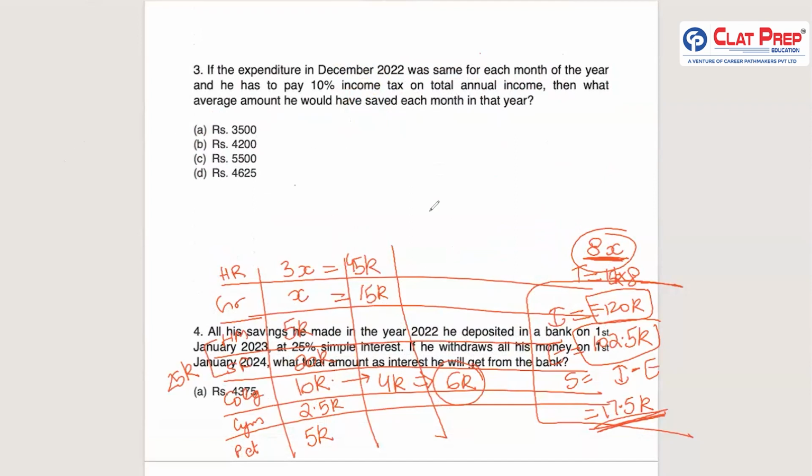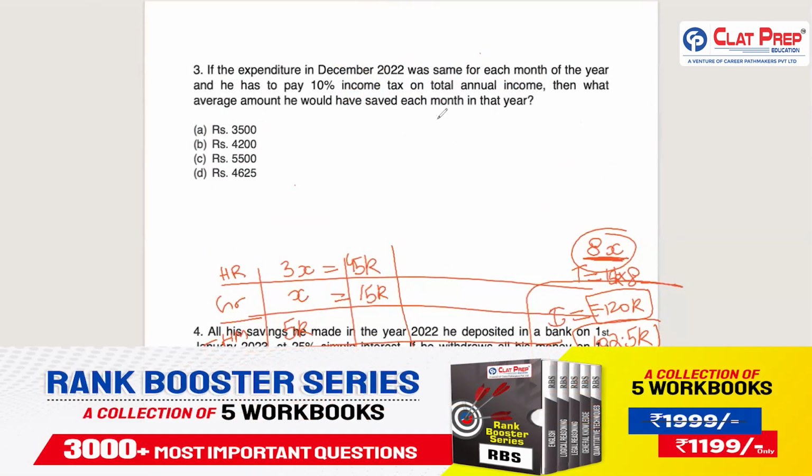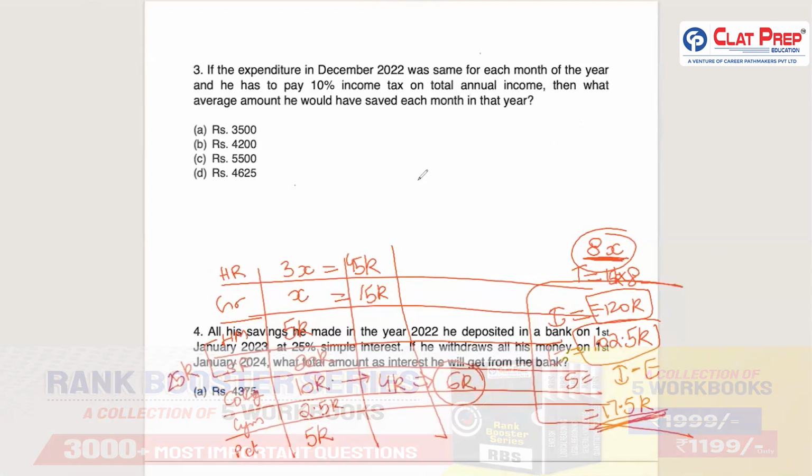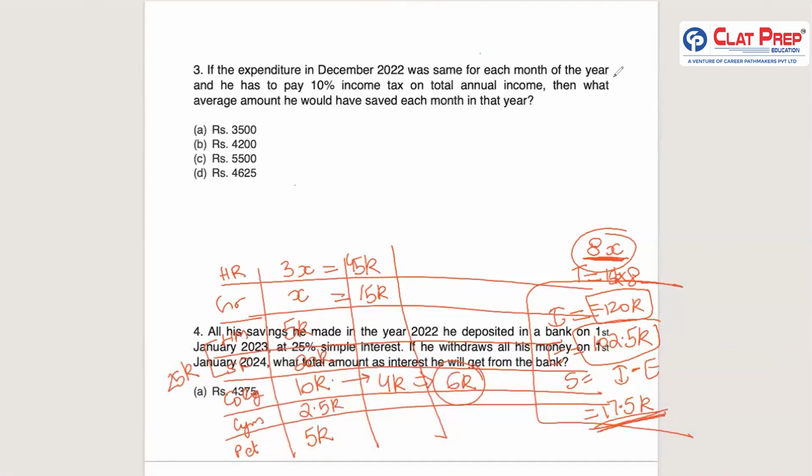Yeah. If the expenditure in December was the same for each month of the year, and he has to pay. Okay, so now whenever there are multiple things given in a question, we'll always move with the question. कि पहले जो दिया हुआ है, we'll solve that first and then we'll move ahead. ठीक है, क्योंकि एक साथ करते हैं तो it gets very confusing. So it's better कि let's just move one by one. Expenditure is same for each month of the year.